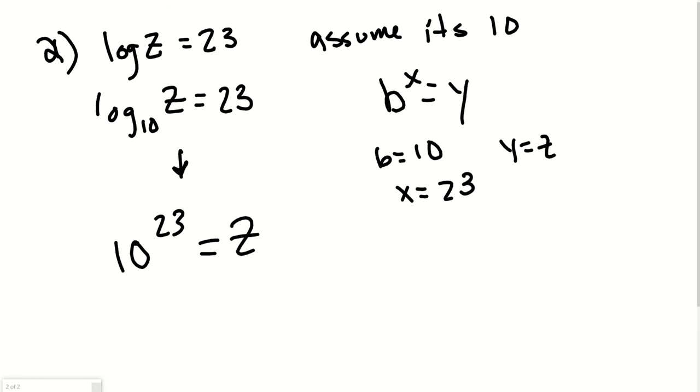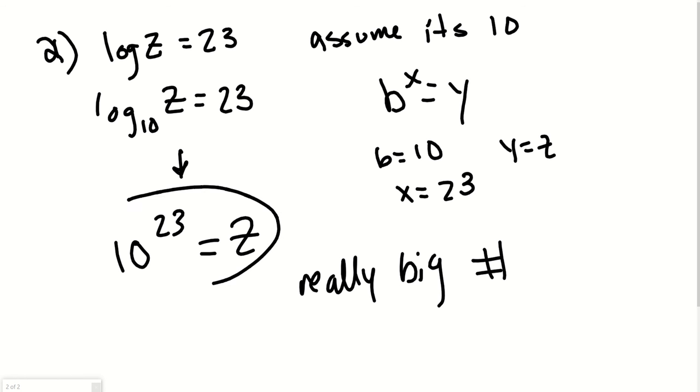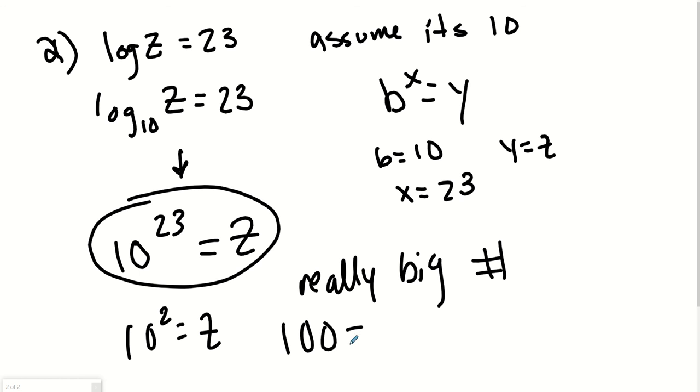So it's going to be a really, really big number. I'm okay if you left it like this: 10 to the 23rd equals z. Now, if you had 10 squared equals z, let's say, that's not the answer, but let's pretend it was. Just solve that. It was 100.